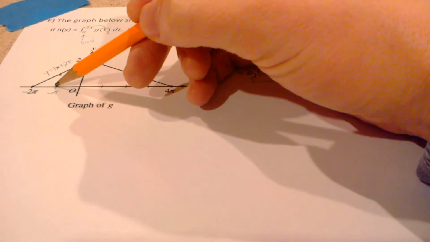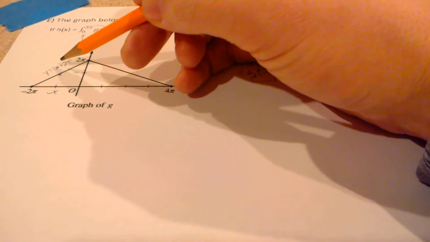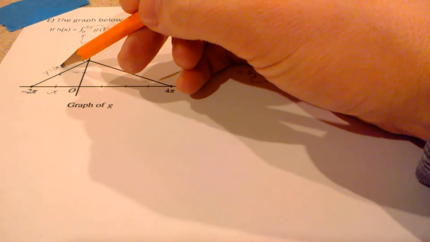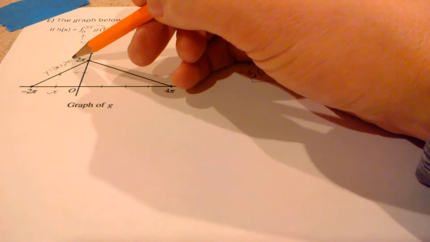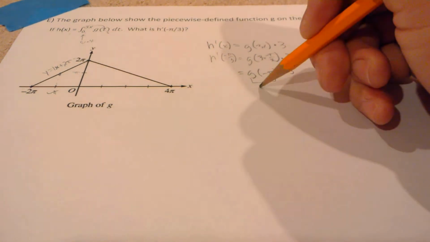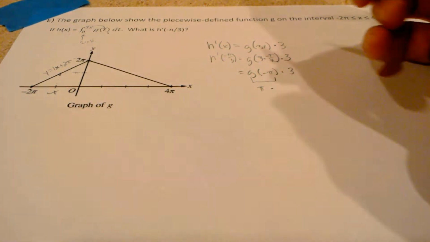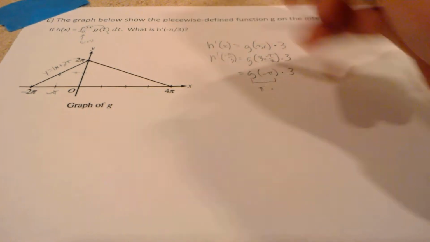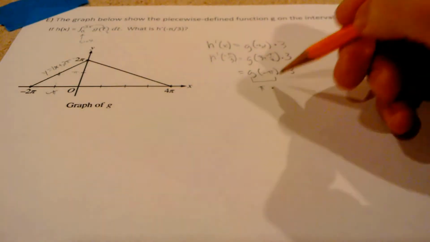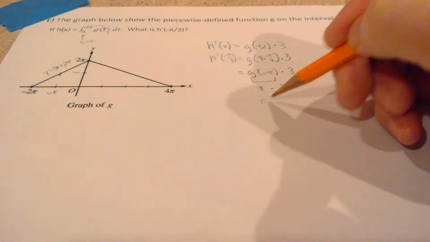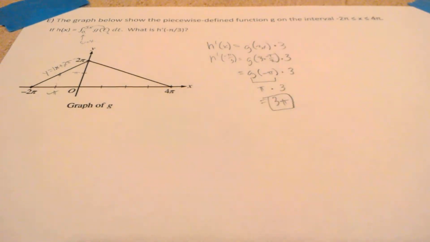So plugging negative pi in for x would give us negative pi plus 2 pi. That would equal pi, as we kind of figured with our eyeballs. So g of negative pi is in fact pi. We're going to multiply that by 3 and get 3 pi for the answer.